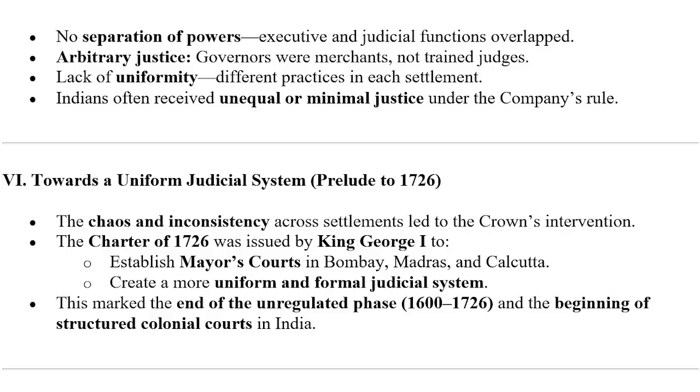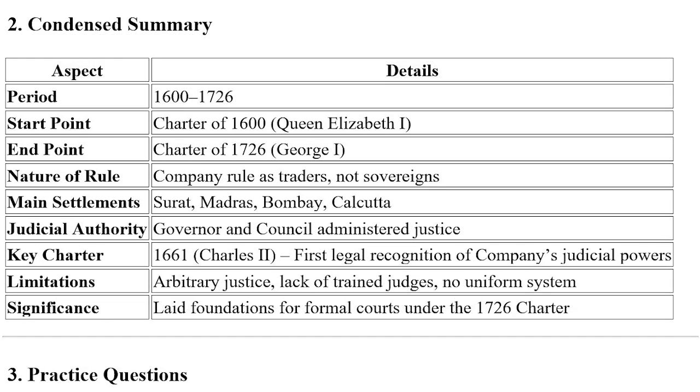Now let us look at the condensed summary of the above text. So the period was between 1600 to 1726. The starting point was by Queen Elizabeth I through the Charter of 1600, granting East India Company a lease of 15 years. The end was by George I through a Charter of 1726, where the orders were issued to establish mayor's courts in the three presidencies or the settlements of the East India Company, that was Bombay, Madras and Calcutta.